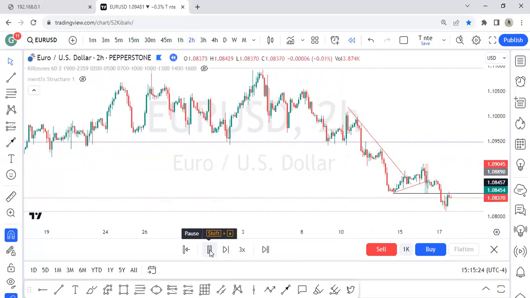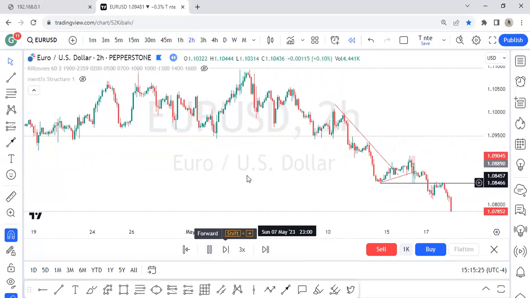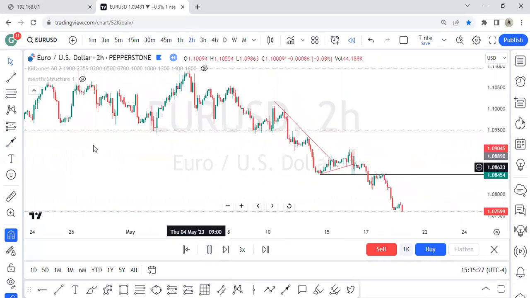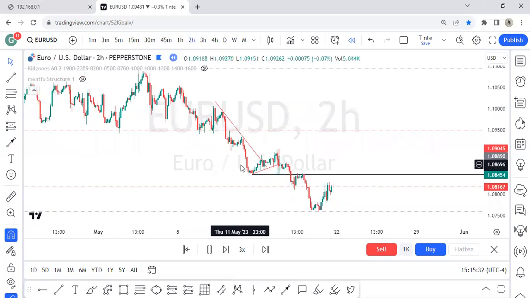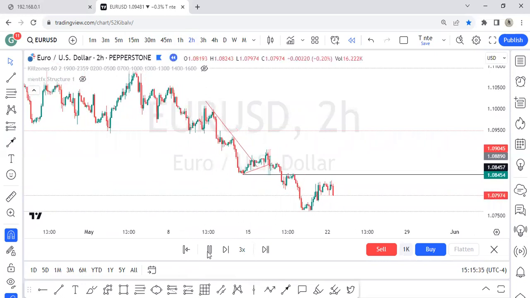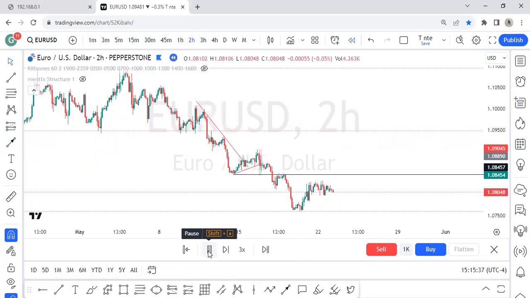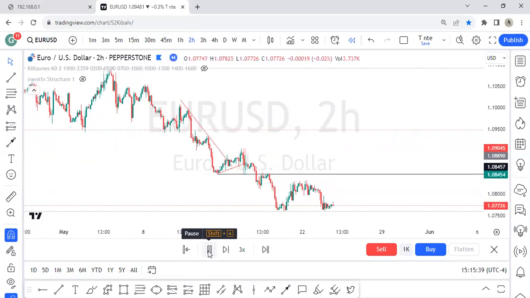So market kept selling. Now let's see if there was any other trend line that could have been taken advantage of, right? So let's watch very clearly. All right, let's watch what the market did. All right, so I can see something there.